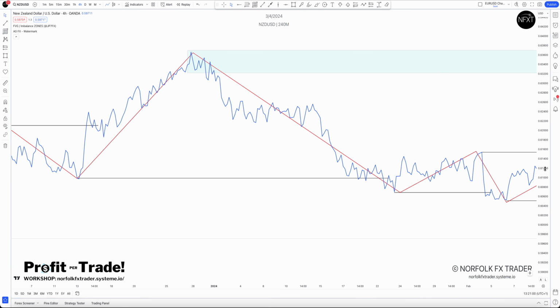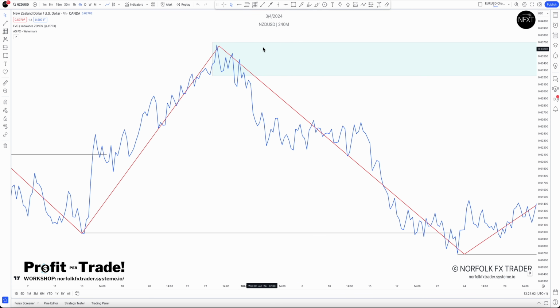Let me just zoom into this area. Just going to the drawing tool, we have the break here to the downside, the pull back in here where you can capture an entry, and then we continue to break down. Okay, we break down, and you can see that the market continues to be bearish.